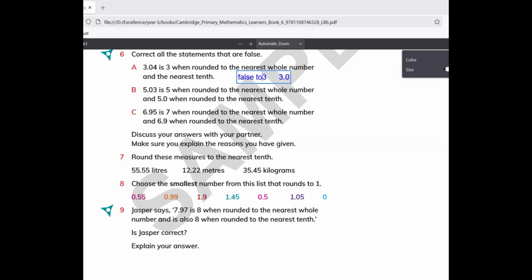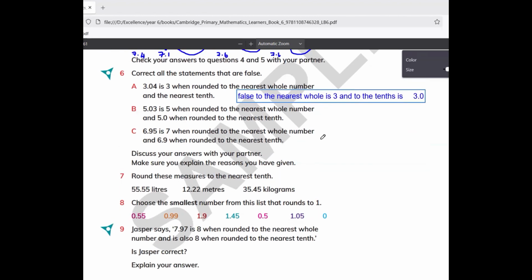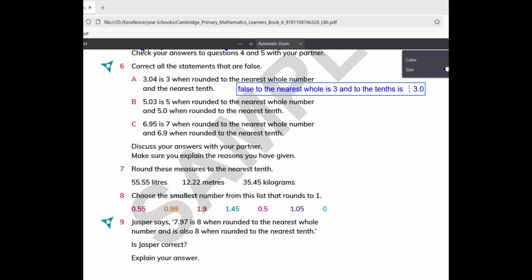Why? To the nearest whole, it is 3, and to the nearest tenth it is 3.0. That's what you need to understand.